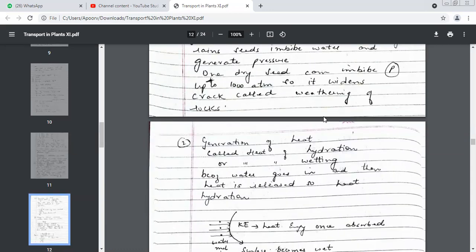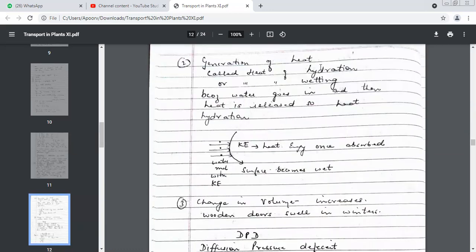The second effect of imbibition is generation of heat. This heat is called heat of hydration, or it is known as heat of wetting. Whenever the process of imbibition takes place, heat will be generated. And this heat is called which heat? Tell me the name quickly. Heat of hydration. Very good. Or the other name is heat of wetting. Now, water goes inside, whether it is a seed or a door. Whenever water goes inside, some heat is released. This heat is what we call heat of hydration.